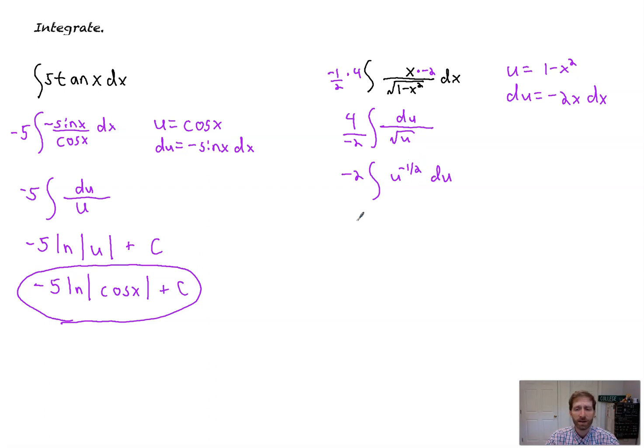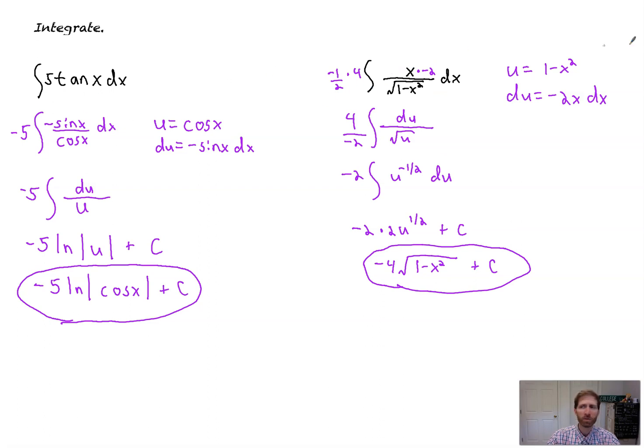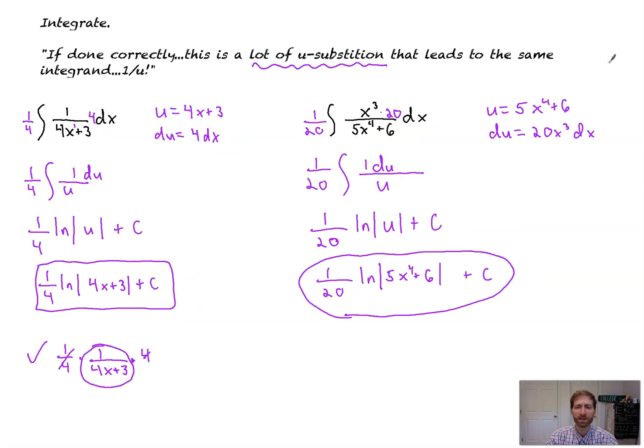So the integral is negative 2 times, we'll add 1 to that, normal power rule, and divide by 1/2, the power we just got, which is the same as multiplying by 2. That's negative 4 u to the 1/2, which is the square root of u, so negative 4 times the square root of 1 minus x squared. If you take the derivative of that, you will end up back here with the 4 in there.